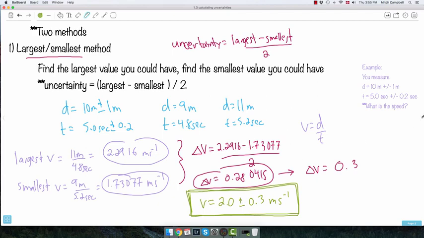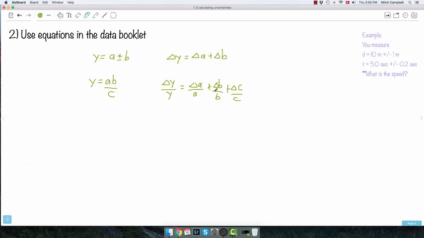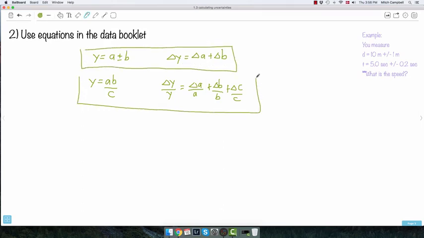Now the other method uses the equations. So these are the equations from your data booklet, and you can actually look these up. They look just like this in your data booklet, this one and this one. So I just want to show you those ones. The notation looks a bit weird, and not many people know to look for this, but if you look at your data booklet, it's actually there. This is there for you.